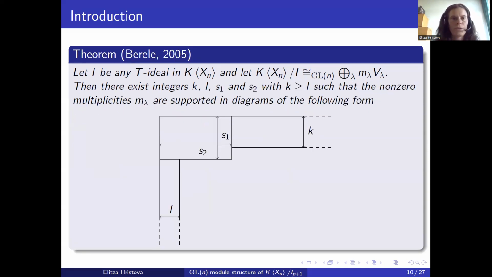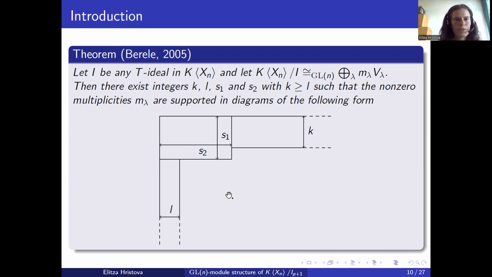Okay, and this theorem was improved by Berele in 2005. So this is the theorem of Berele. It says that all Young diagrams that appear with non-zero multiplicities in the decomposition are supported in diagrams of this form, where there exist integers l, k, s1, and s2, such that this holds for all Young diagrams. And the number k is greater or equal to the number l.